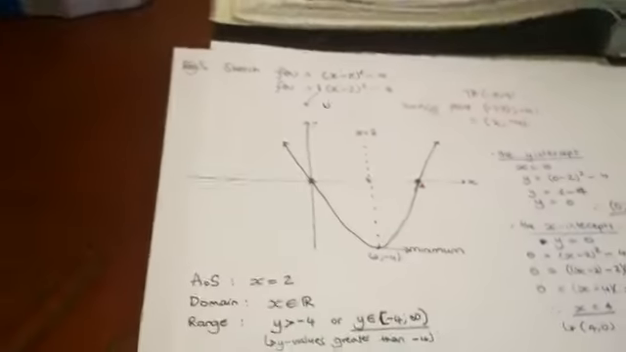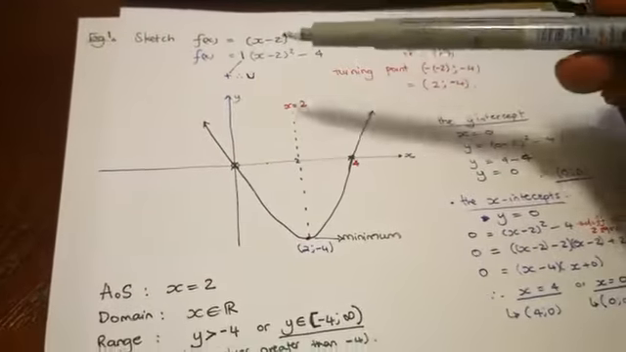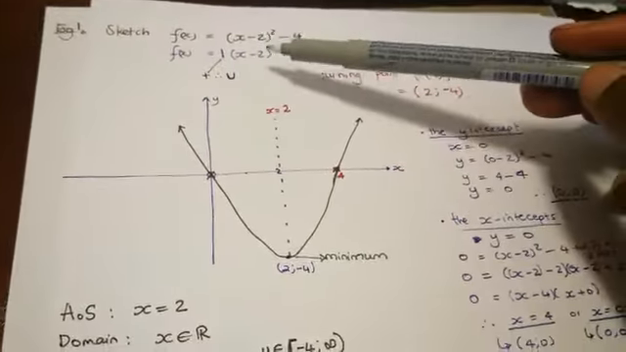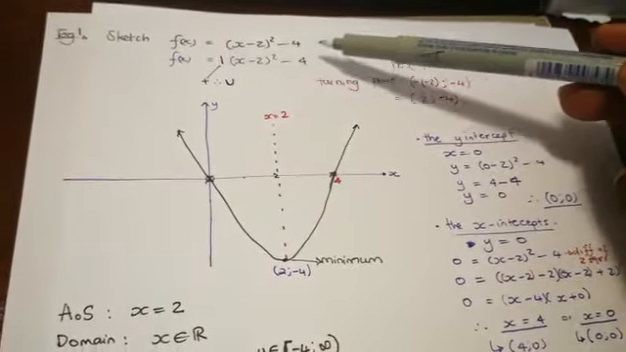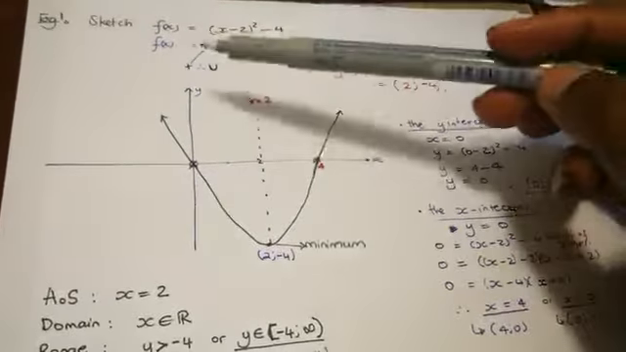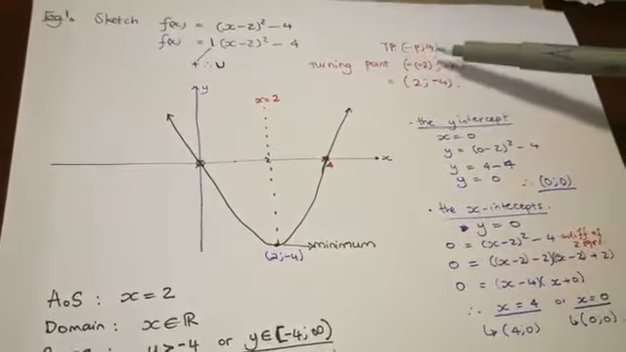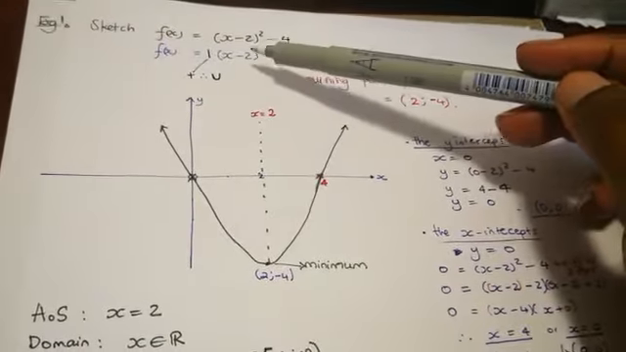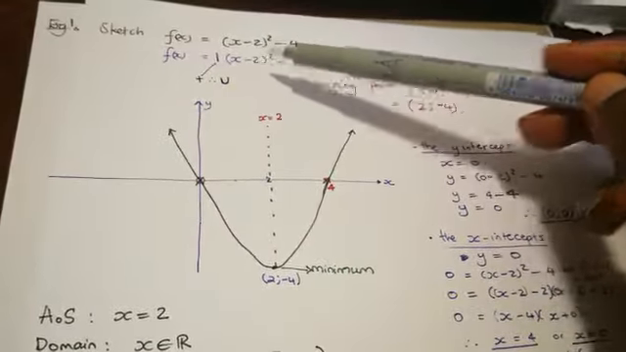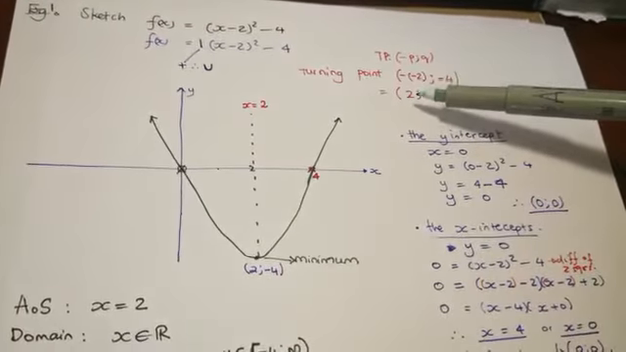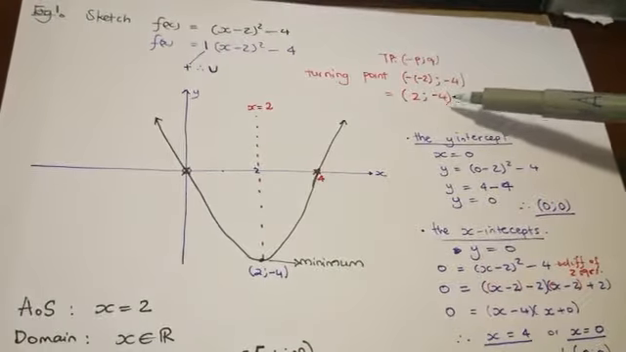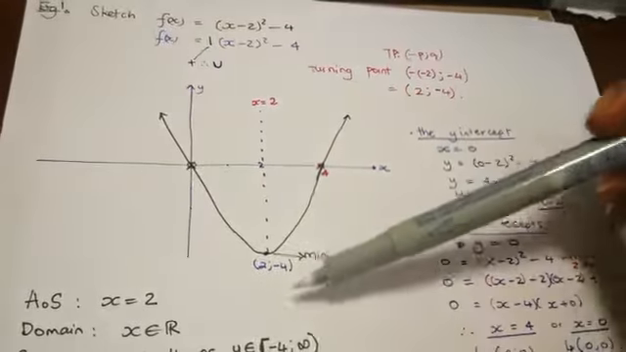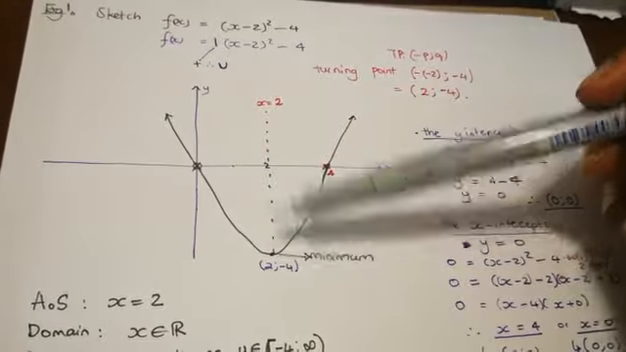Okay, so I've got just two examples that I have done for the sketch. So f of x is equal to (x minus 2) squared minus 4. Okay, so you do your analysis. My turning point is going to be at 2, -4. So on your Cartesian plane, you mark the turning point.